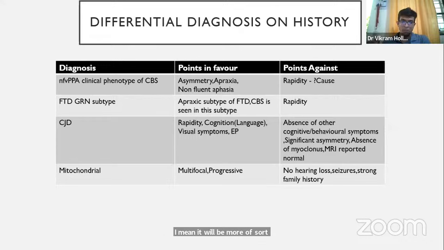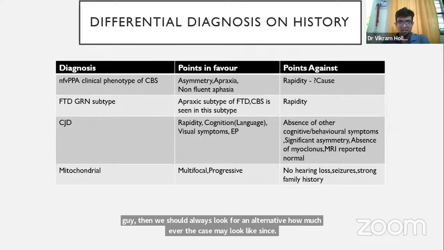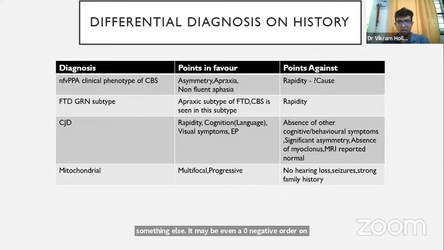So if there is any bulkiness of the basal ganglia or the gyri, then we should always look for an alternative, however much the case may look like CJD. There is always a possibility that it is going to be something else. It may even be a seronegative autoimmune encephalitis as well. We may not get the antibody, and just because we didn't get it, it shouldn't mean it is not autoimmune encephalitis. So we should always give a good trial of immunotherapy, even if we feel it is CJD, especially if the radiological picture is showing that gyral thickening and also the basal ganglia edema.